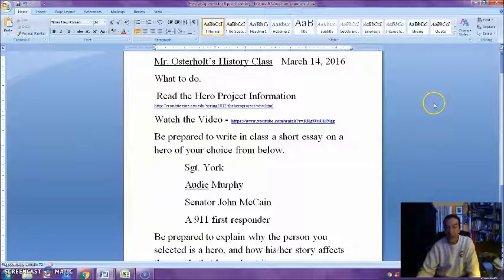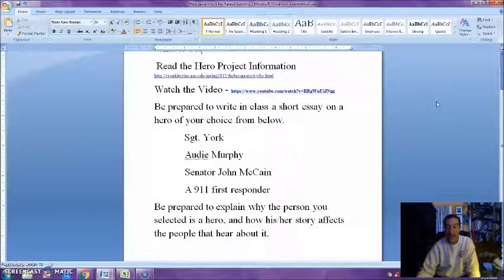Be prepared to write in class a short essay on a hero of your choice from below: Sergeant York, Audie Murphy, Senator John McCain, or a 9/11 first responder. Be prepared to explain why the person you selected is a hero and how his or her story affects the people that hear about it.